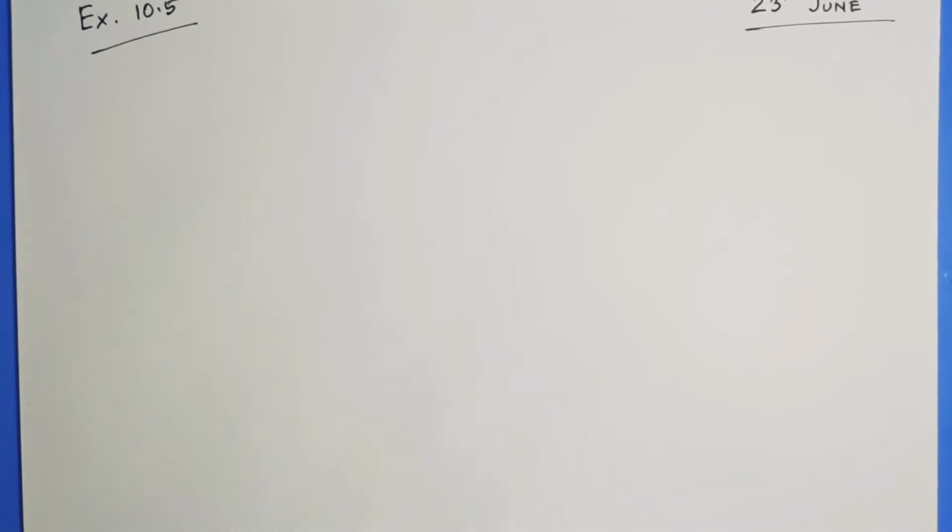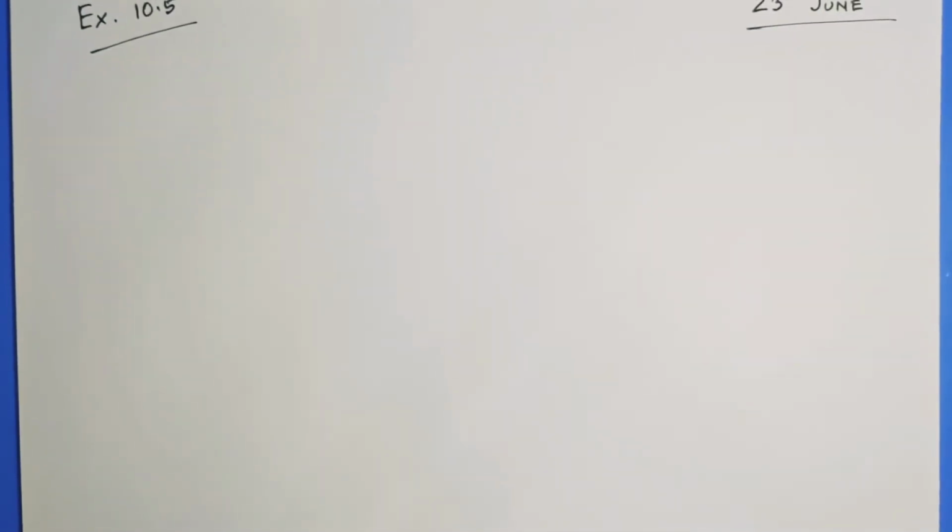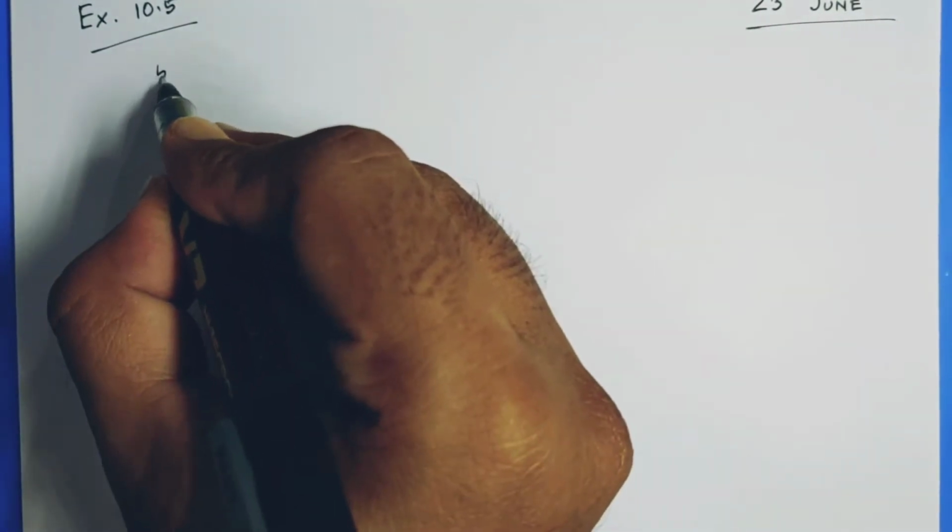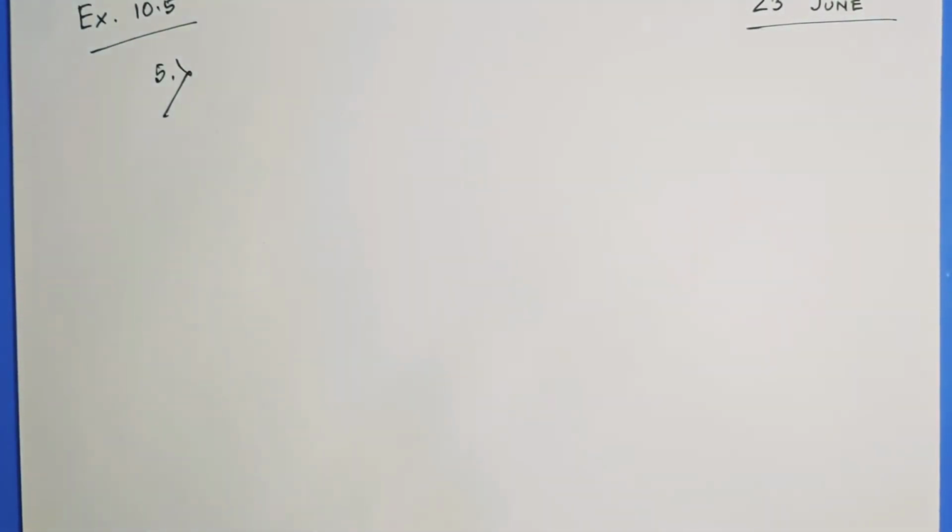Now we are almost in our last set of problems of chapter 10. So let's do question number 5. Let's read it. Show that the 4 points with position vectors are coplanar. Now they are talking about 4 points in here.